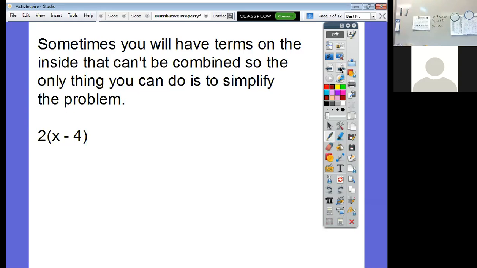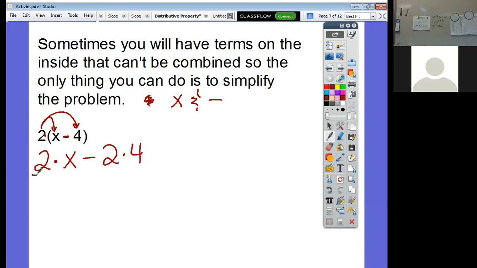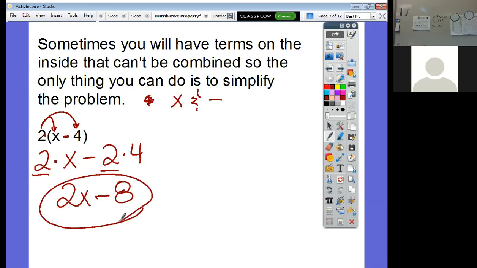So if you look, ready? I'm looking at this. I see multiplication and subtraction. That means I need to distribute. So bottom, bottom. So 2 times x minus 2 times 4. See, I distributed the 2 with everything on the inside. 2 times x is 2x. 2 times 4 is 8. And I'm going to circle that because guess what? Winner, winner, chicken dinner. You're done.